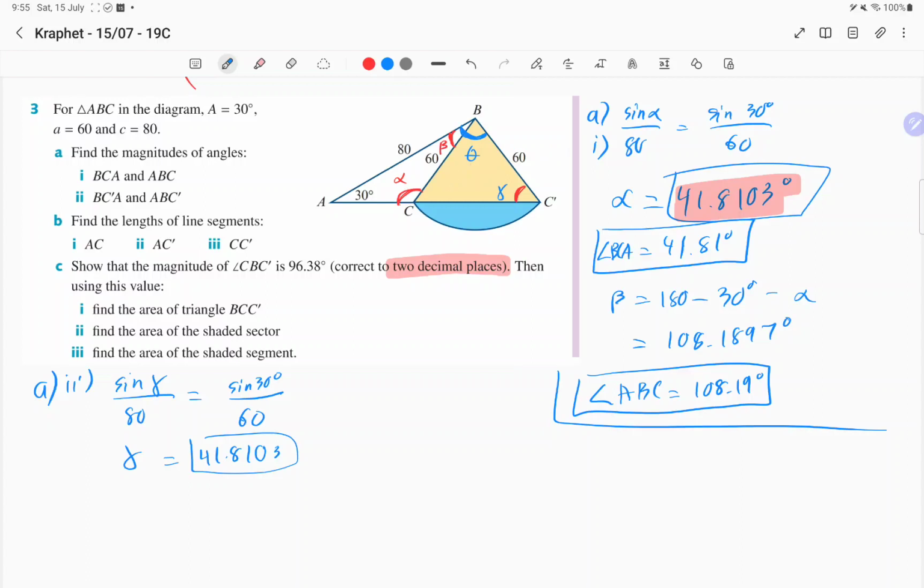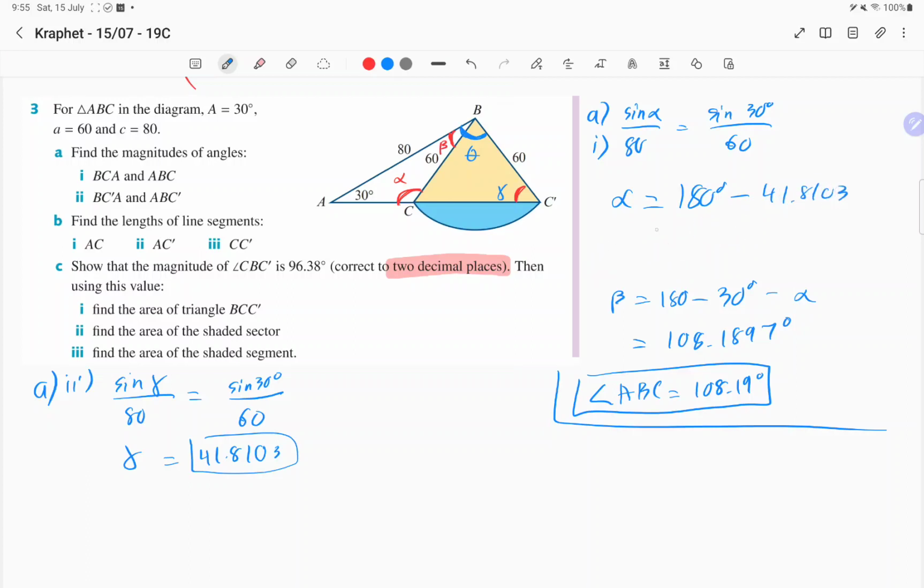So in this case, it's an obtuse angle. So alpha would be 180 degrees minus 41.8103. I'll fix that one up, which is 138.1897. So therefore, the angle ACB is 138.19 degrees. Okay, there you go. That's better.